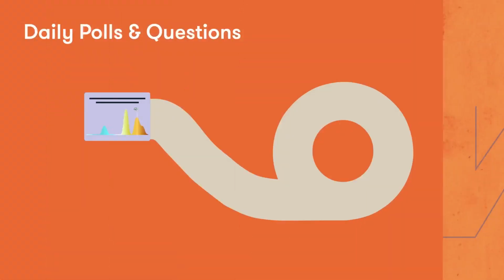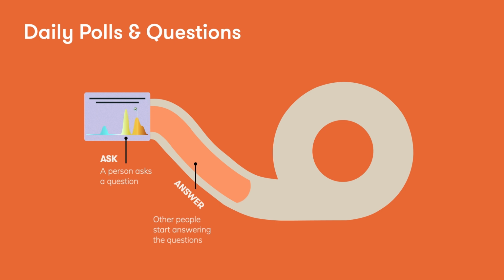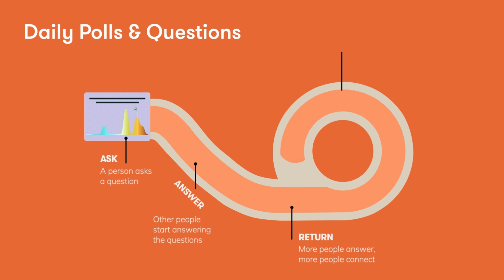The reason why daily polls and questions work so well to spark relationships between your members is because they bring people back. What happens is you post the question or your members post a question, the software gets to work to let people know that this new question exists. Members come in and they answer the question. Then they come back as they get new notifications of new answers to that question, all the while making connections between your members.